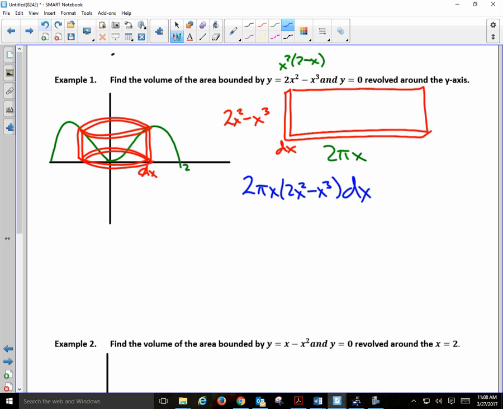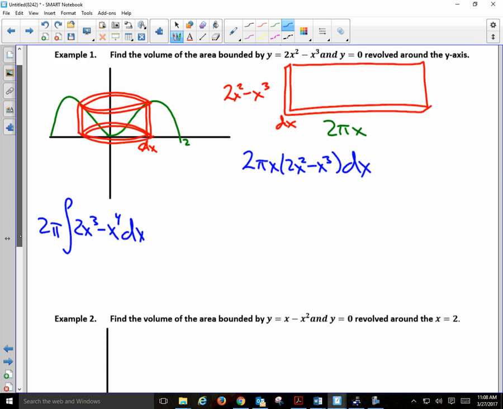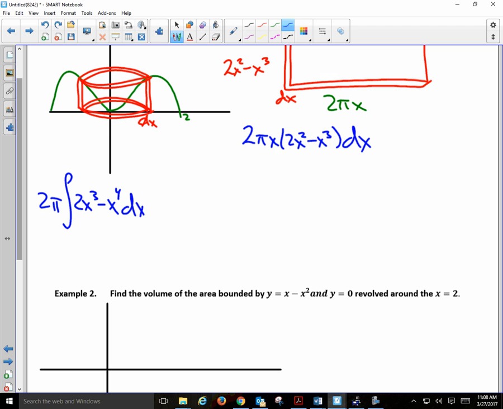How many do we want? So I integrate 2 pi. I'm going to distribute my x through to get 2x cubed minus x to the fourth. Yes, you need to write the dx. The dx tells me that you used horizontal width in this situation. Now, what are my bounds? Yeah, you got to look at that original area. That original area would have been from 0 to 2. That's your indicator for your bounds.